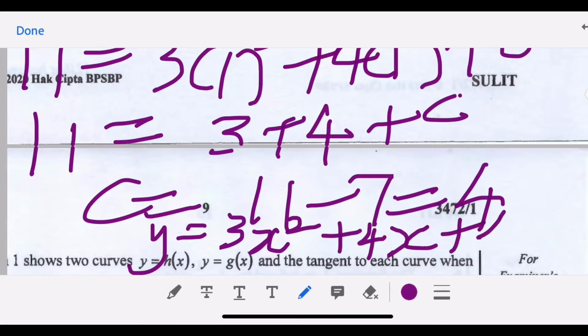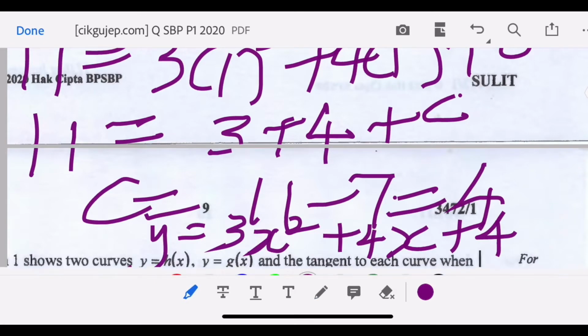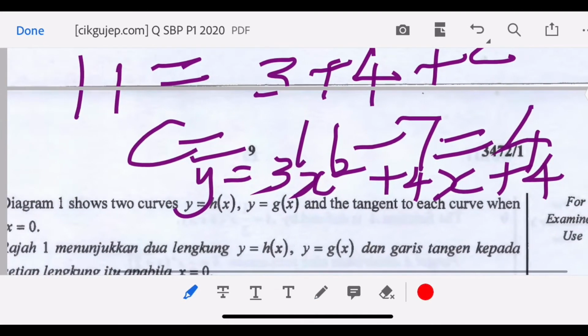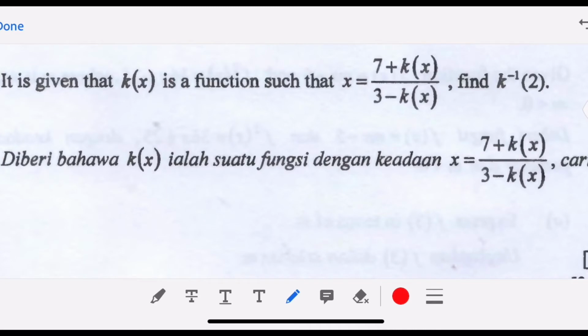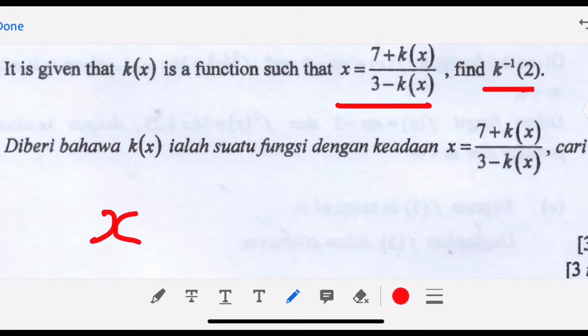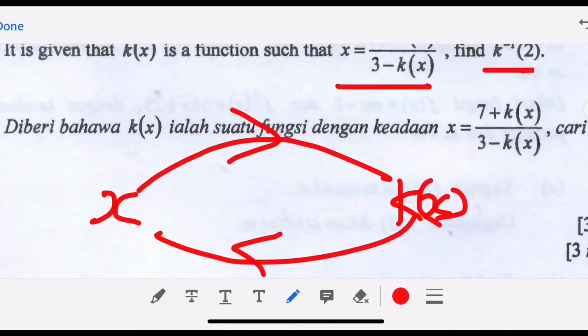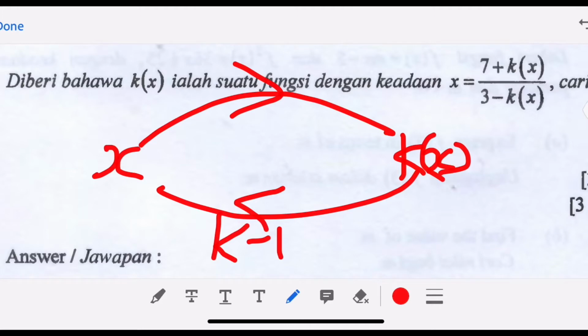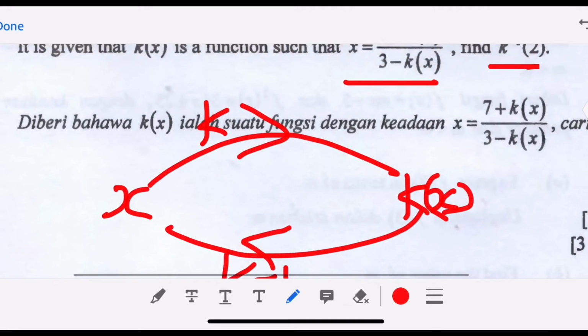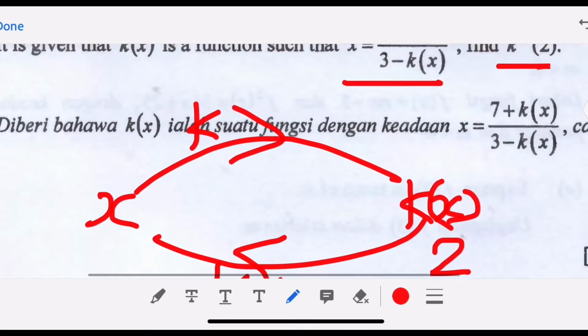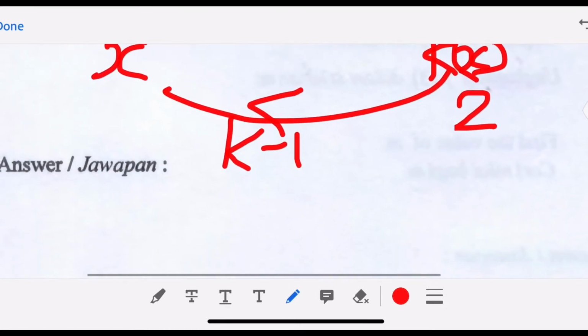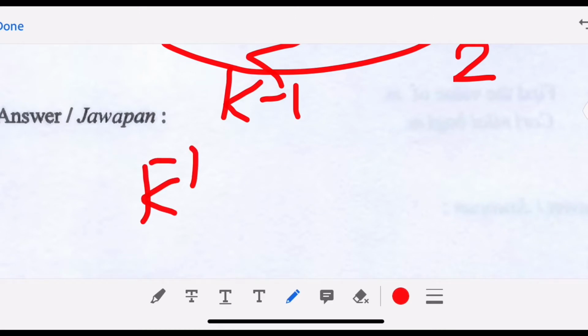So today I will spend about 30 minutes to discuss paper 1, but not all the questions. I will just discuss half of the questions. Alright, so this one is actually testing you on the concept of the inverse function. You must know that when x is an object and you apply k, which is a function, you get an image k(x). From the k(x), you want to find back your object.